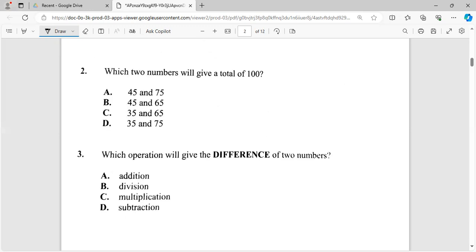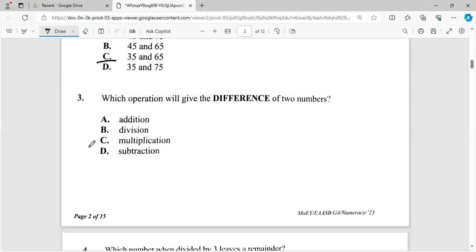Which two numbers will give a total of 100? Is it 45 and 75, 45 and 65, or 35 and 65? That would be 35 and 65. Which operation will give the difference of two numbers? Difference means to subtract, so that would be D.